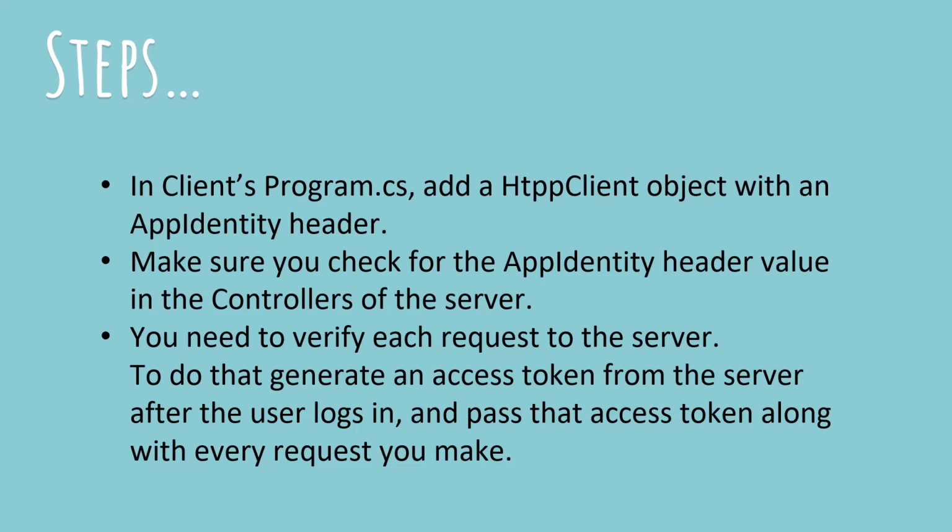I'm giving you the step-by-step roadmap for this. The first thing, in the client project program.cs file, add the HTTP client object with an app identity header. So when you create your HTTP client object in programs.cs of the client project, make sure you also create an app identity and pass it along with every single HTTP request to the server. And at the server, make sure you check for this app identity, make sure it matches the value at the server before you process any request.